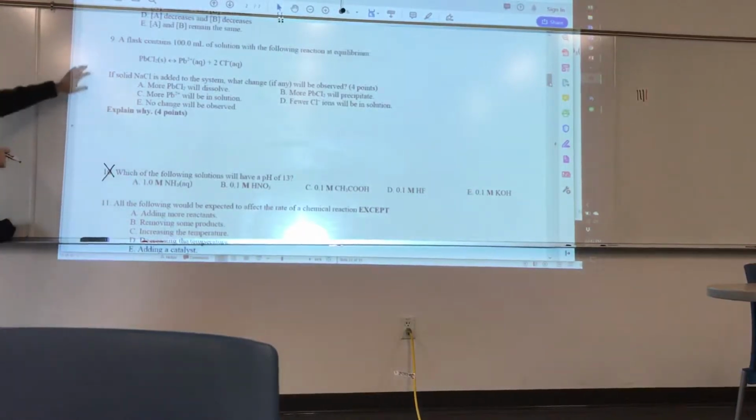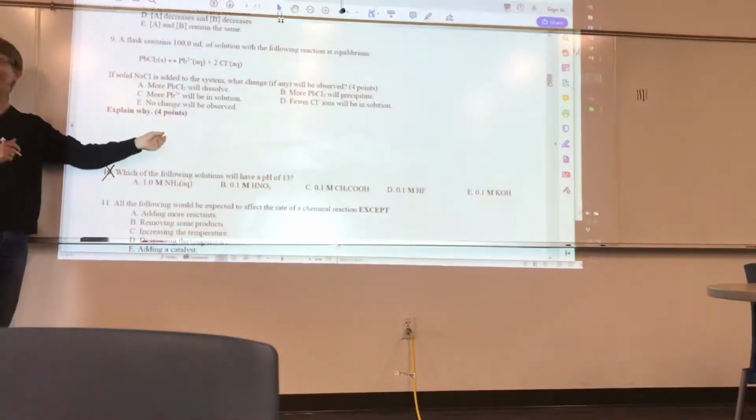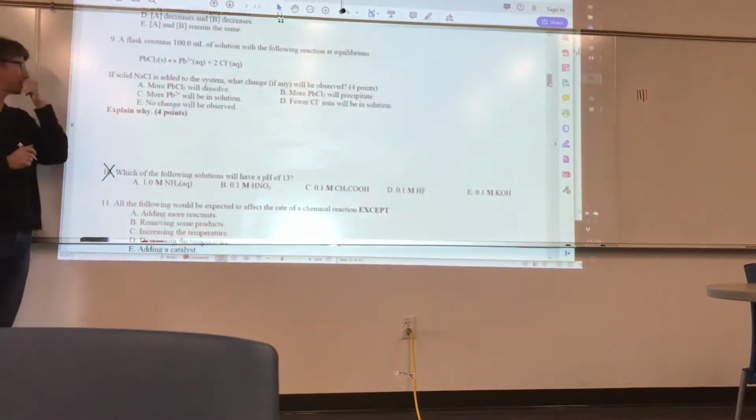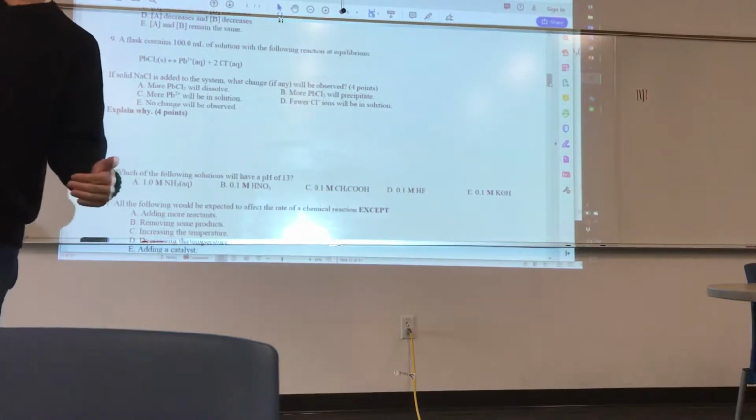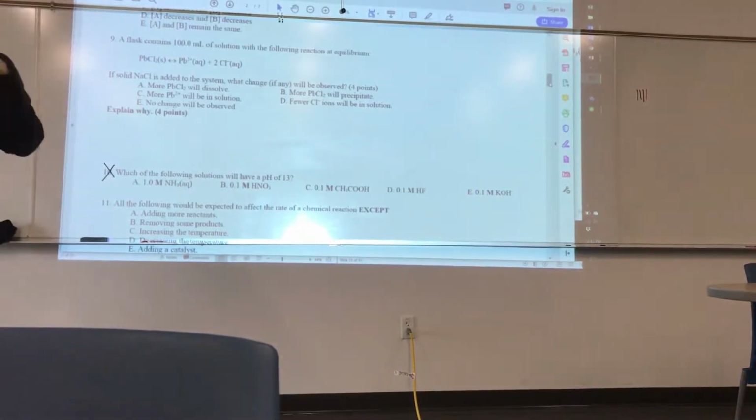All right, so it says a flask contains 100 milliliters of solution with the following reaction at equilibrium. If solid sodium chloride is added to the system, what change, if any, will be observed? 4 points. Explain why, 4 points. Well, here's what I would suggest, and this is modeled after one of the questions on homework number 2, and the last one, in fact, or a couple of them, I think.